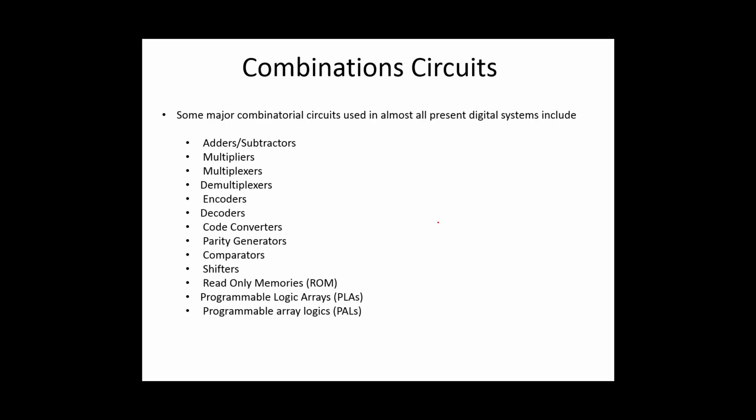There are a number of combinational circuits which are used in almost all present digital systems. They include adder subtractors, multipliers, multiplexers, demultiplexers, encoder decoders, code converters, parity generators, comparators, shifters, read-only memories, programmable logic arrays, and programmable array logic. So in the upcoming lectures we will discuss a number of combinational circuits, and we will discuss their functionality and their architecture.